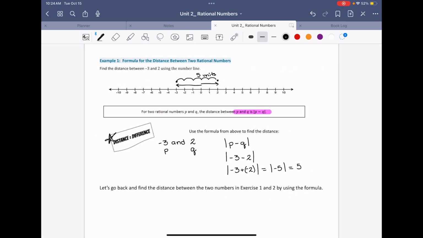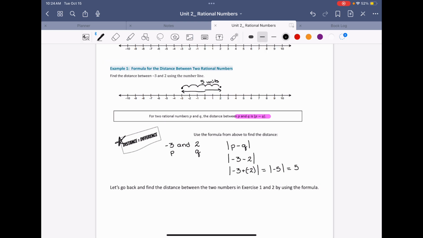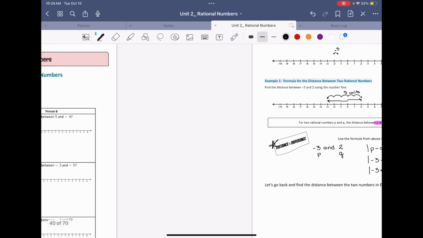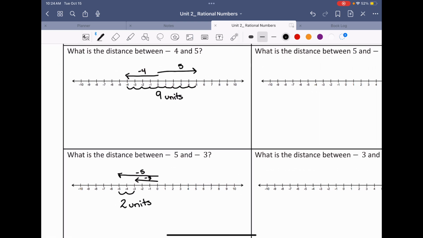So now it says, let's go back and find the distance between our two numbers using the formula. So we're going to go back to the first page. For the first one, I'm going to have -4 minus 5. I'm using my distance formula. So I'm going to leave, change, change, -4 plus -5. Well, that's -9, but the absolute value of -9 is 9.